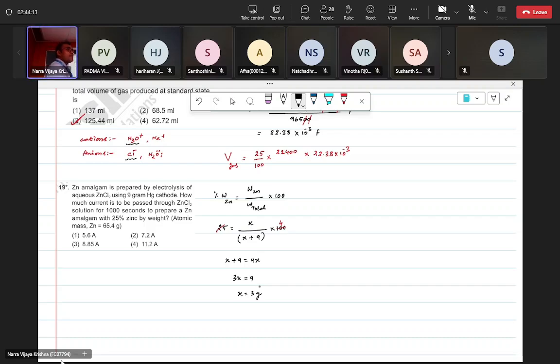So to deposit 3 grams of zinc by passing current, I don't know, time is 1000 seconds. Problem solved. Apply Faraday's law. Weight of zinc is 3, atomic weight 65.4, that also they gave, divided by n factor 2 into 96,500 Faraday, into I value, I don't know, into time, 1000.